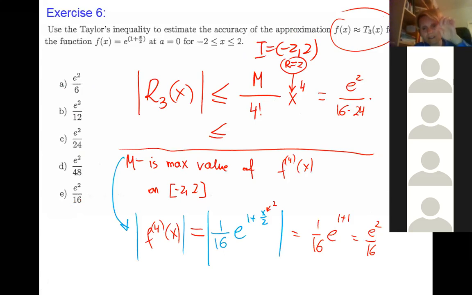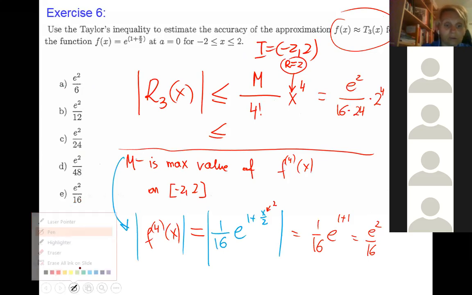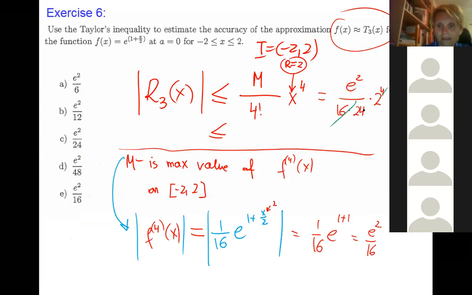But I can tell you, always, instead of the x value, we have to put the radius. That means I will have 2 to the power of 4. Because 2 is the maximum distance that this function is convergent and this approximation works. And 2 to the power of 4 is 16. I can cancel out, and the final value is e squared over 24. That means this remainder is less than this number. That's how we can use Taylor's inequality.